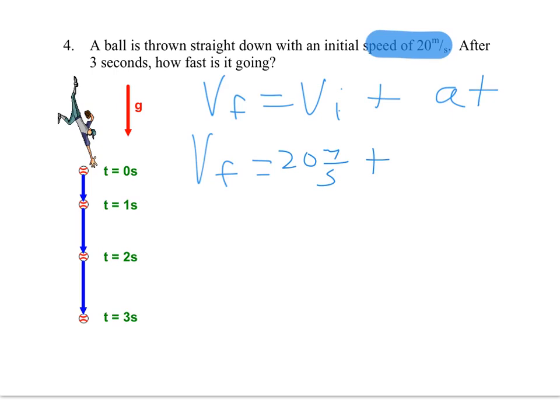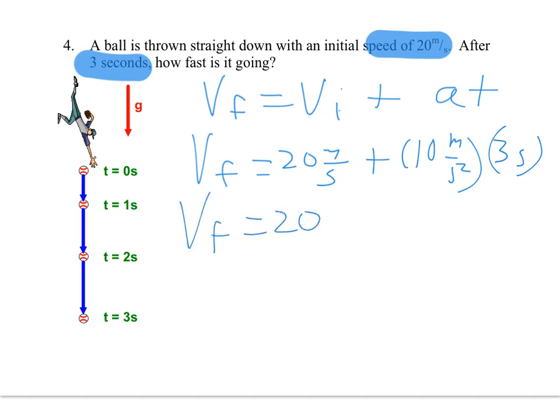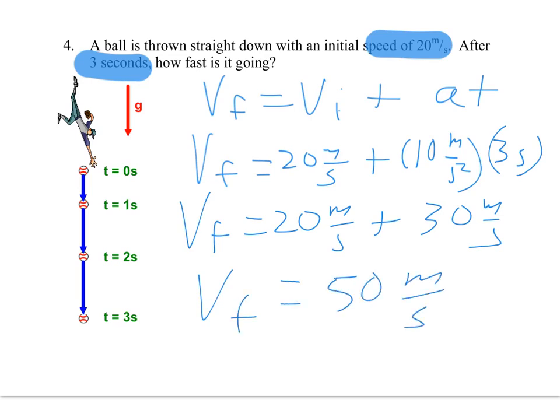Plus our acceleration. We're not told the acceleration specifically in the problem, but because the ball is thrown, once it's in the air, the acceleration is 10 meters per second squared down due to Earth's gravitation. So I'm going to sub in 10 meters per second squared. There's gravity. We're told a time of 3 seconds, so we'll sub that in for the time. We wind up with 20 meters per second plus 10 times 3, which is 30 meters per second. So the speed of that ball after 3 seconds is 50 meters per second.